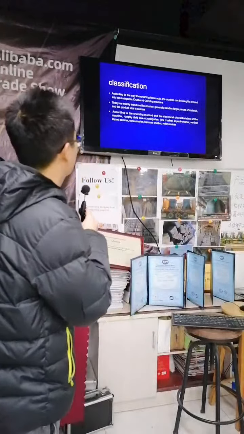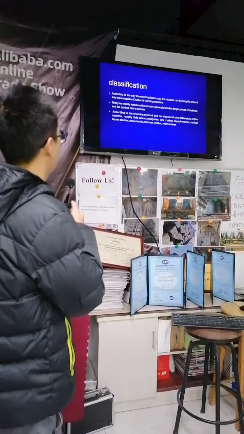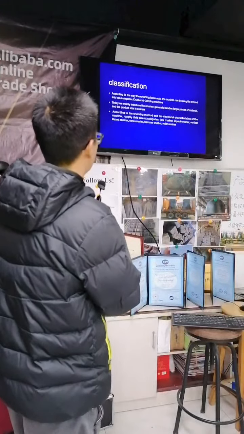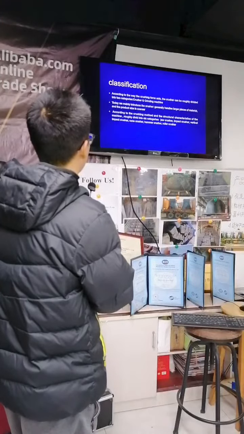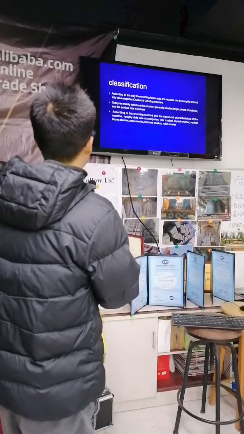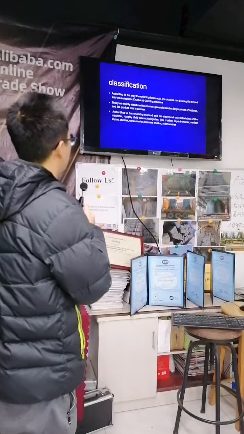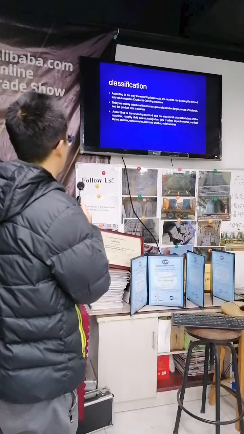The next is about its classification. According to the way the crushing force acts, the crusher can be roughly divided into two categories: crusher and grinding machine. They mainly introduce the crusher generally handles large pieces of material and the product size is colossal.